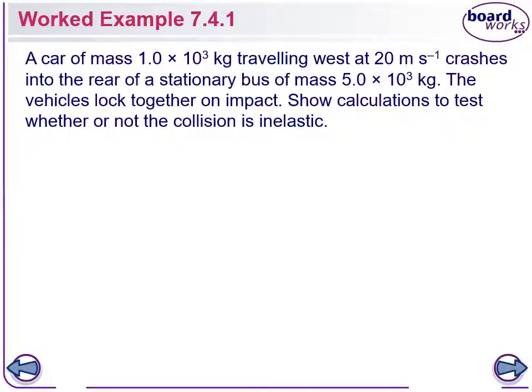A car of mass 1 times 10 to the 3 kilograms traveling west at 20 meters per second crashes into the rear of a stationary bus of mass 5 times 10 to the 3 kilograms. The vehicles locked together on impact. Show calculations to test whether or not the collision is inelastic.